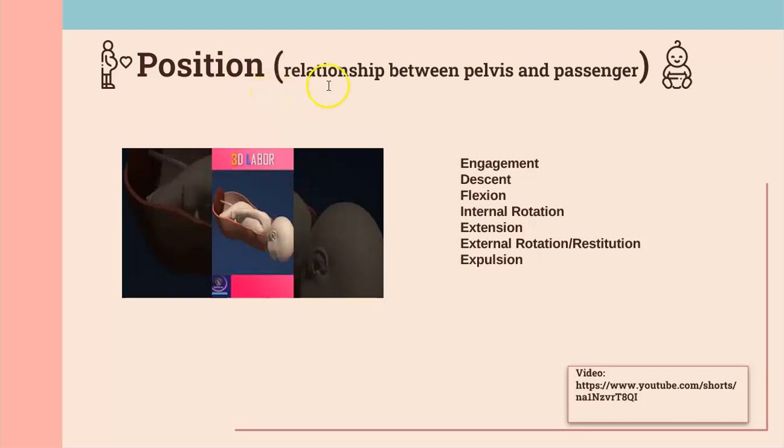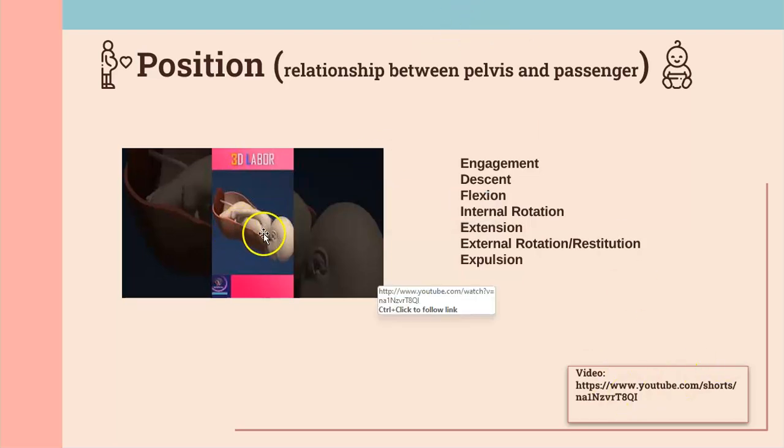So when we talk about position, we're talking about the relationship between the pelvis and the passenger. So there's a couple things that have to happen for a fetus to come out of a human woman's body. The baby has to be in the right position, the pelvis has to be adequate, and they have to be in a good relationship with each other. So the shape of the pelvis as compared to the position that the fetus's head is in, hopefully.